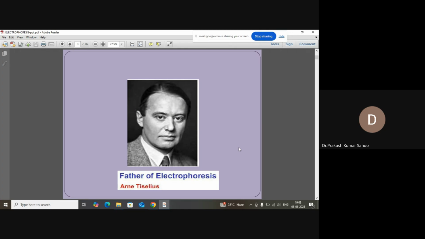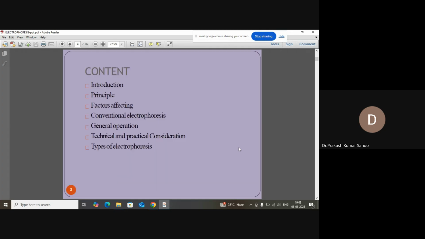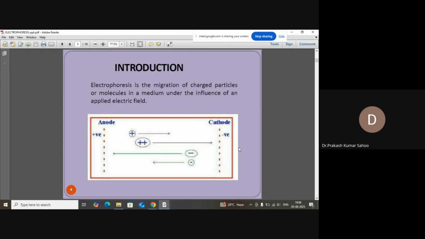Arne Tiselius is regarded as the father of electrophoresis, and these are some contents of this PowerPoint presentation. Electrophoresis, as already pointed out, is the migration of charged particles to their respective electrodes under the influence of an applied electric field. That means the positive charges, known as the cations, move towards the cathode, and the negative charges, the anions, move towards the anode.